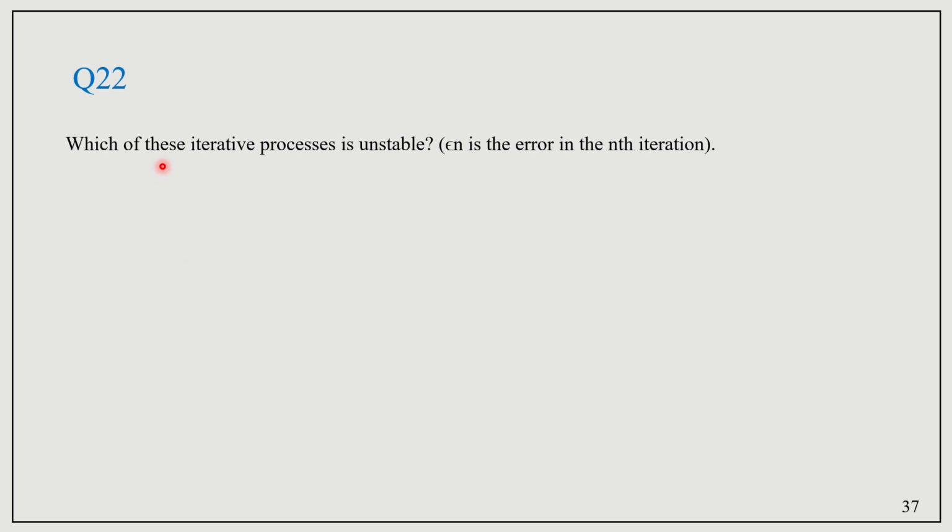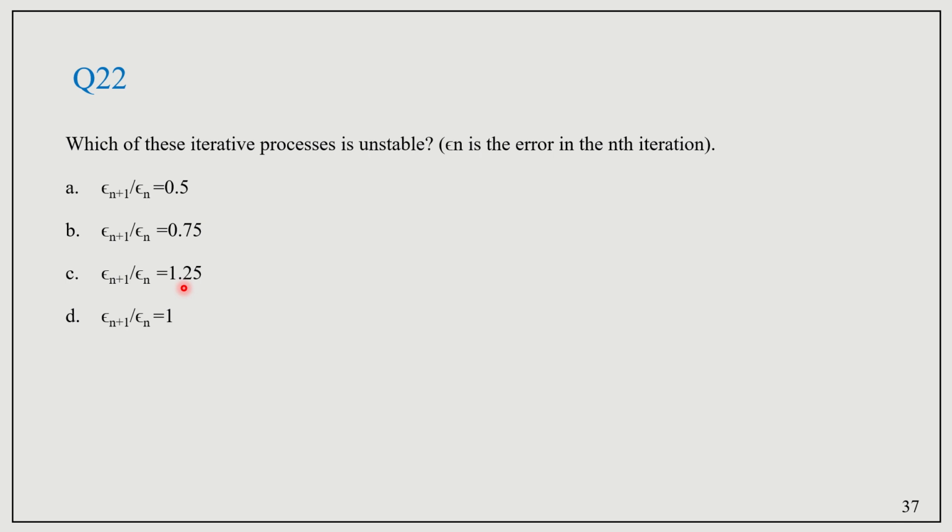Now going to question 22. Which of these iterative processes is unstable? Epsilon n is the error in the nth iteration. Option A, epsilon n plus 1 divided by epsilon n equal to 0.5. Option B, epsilon n plus 1 divided by epsilon n equal to 0.75. Option C, epsilon n plus 1 divided by epsilon n equal to 1.25. Option D, epsilon n plus 1 divided by epsilon n equal to 1.